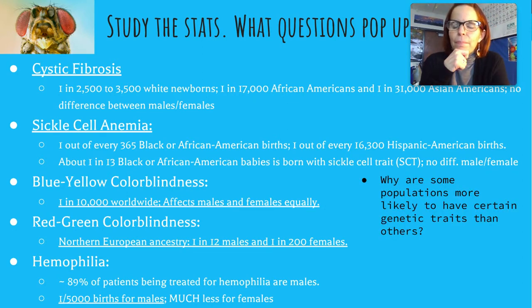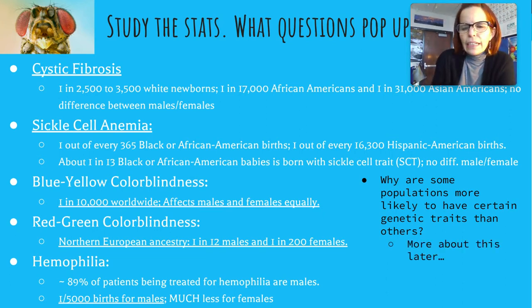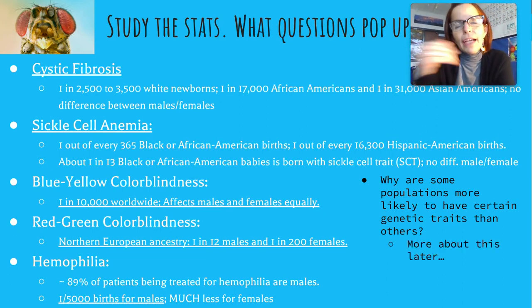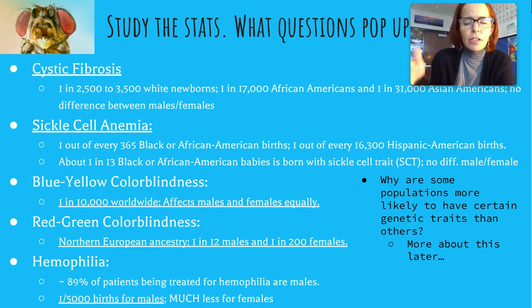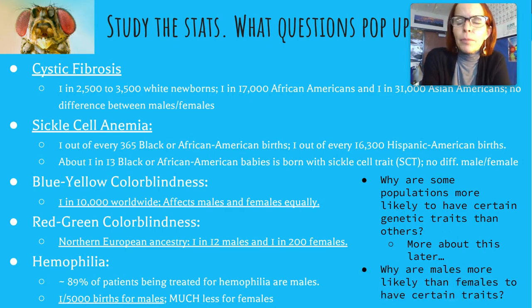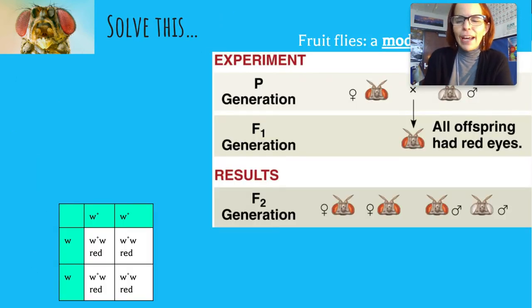So why are some populations more likely to have certain genetic traits than others? We're going to learn a little bit more about that, like why certain ethnicities or cultures or races are more likely to have particular traits. We'll learn more about that in our natural selection unit. But right now, I'm hoping you're wondering, why are males more likely than females to have certain traits? And we're going to get to that. So give me a second to kind of lead us down that path.